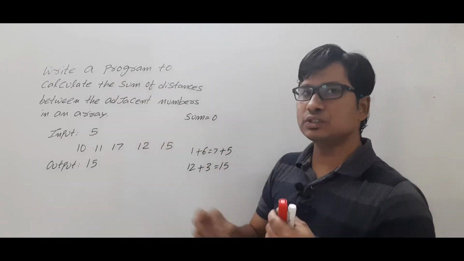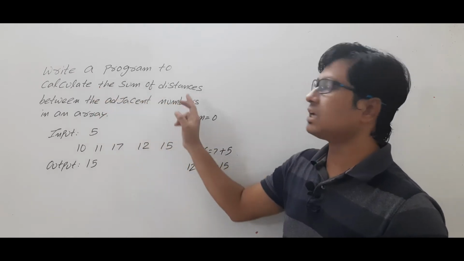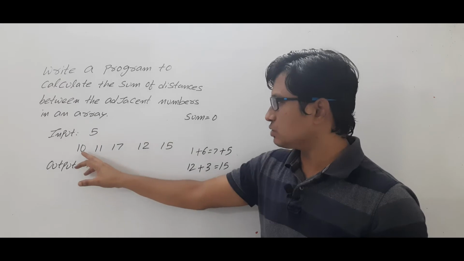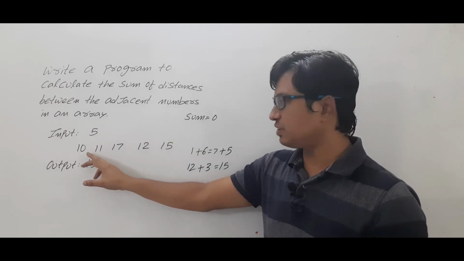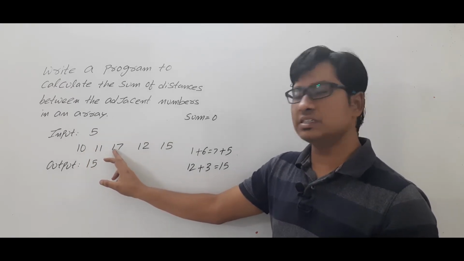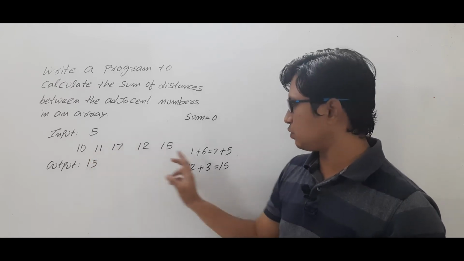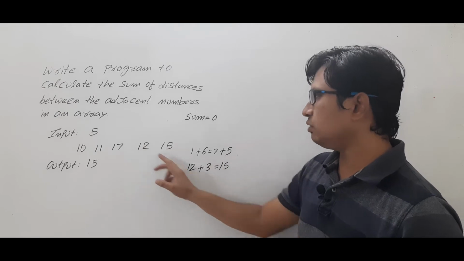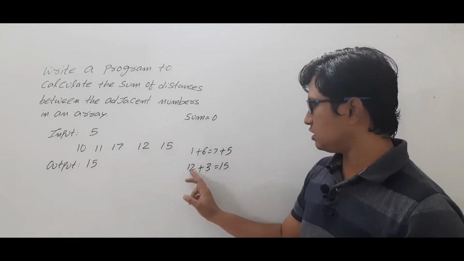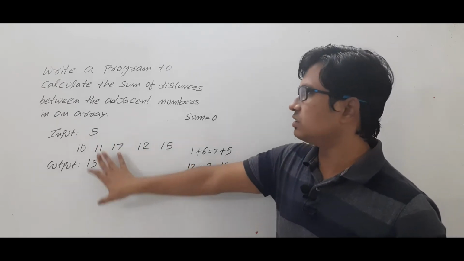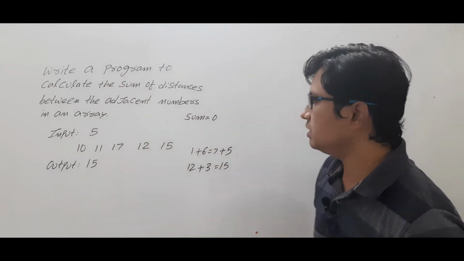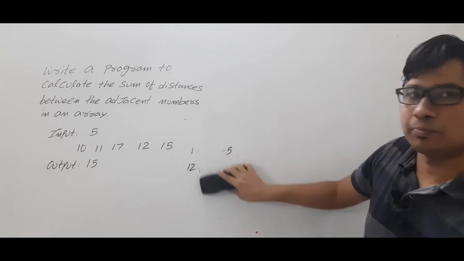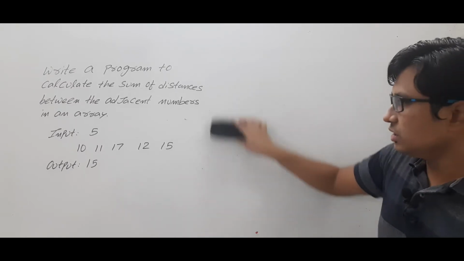So they are asking us to write a program to calculate the sum of distances between the adjacent numbers in an array. So 10 and 11, the difference is 1. 11 and 17 is 6. 6 plus 1 is 7. 17 and 12 difference is 5. So you got 12. 12 and 15 the difference is 3. So 12 plus 3 you got 15. So this is what they are asking us to do. Now I hope you have understood the logic. Now let me write a program to do the task.